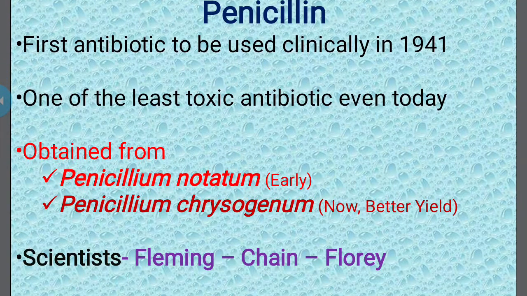And penicillin was the first antibiotic to be used clinically, in 1941, and its discovery is an interesting one. It was one of the least toxic antibiotics even today, and it was obtained initially from the Penicillium notatum, but its yield was poor. That's why Penicillium chrysogenum is now commonly used, because it has better yield. Now, it was discovered by Alexander Fleming in 1928. He was a professor of bacteriology at St.